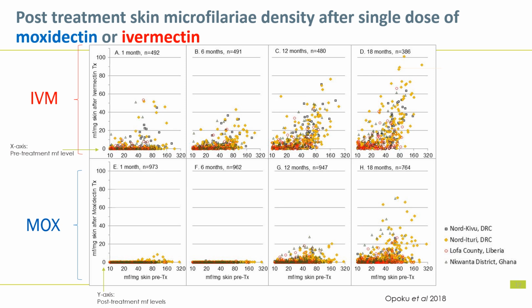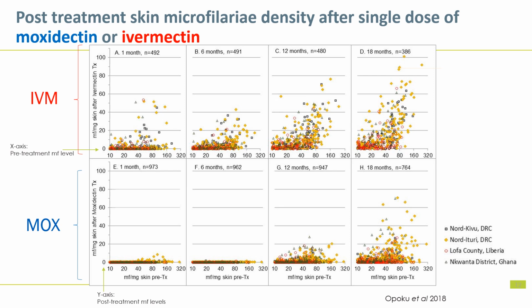You can see the results for ivermectin in the top 4 panels, labelled A to D, and for moxidectin in the bottom 4 panels, labelled E to H. Each point represents an individual enrolled from one of the 4 centres, as represented by the symbols. Recruitment was from Nord Kivu and Nord Ituri in DRC, Lofa County in Liberia, and Nakwanta District in Ghana, areas that had not previously received prior CDTI.